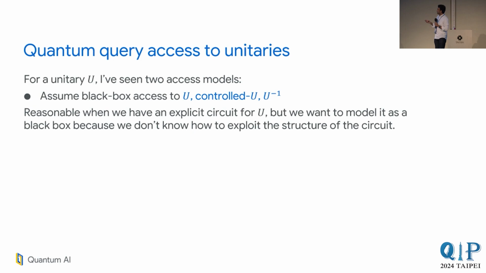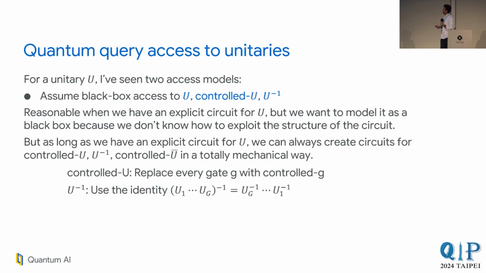The most common access model that I've seen is you assume that you're able to apply U, but not just that: you can also apply the controlled version of U and the inverse of U. And why might this be a reasonable thing to do? It's because if you had a circuit for U, even if the circuit is horribly complicated and you don't know what it's doing, you can always mechanically construct from a circuit for U a circuit for controlled U. Just totally mechanically. So you give me a circuit description of U, which is just a sequence of elementary gates. I can look at these elementary gates and make a new circuit that does controlled U and U inverse.